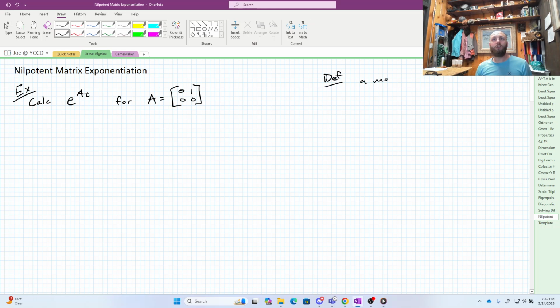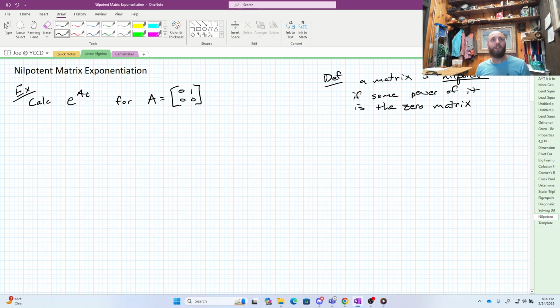A matrix is called nilpotent if some power of the matrix is the zero matrix. These don't happen all the time. In fact, they're kind of special, but they present a really easy example for me to start with.